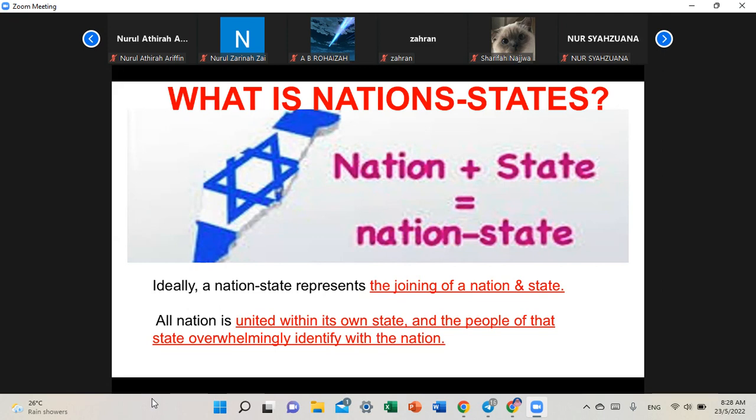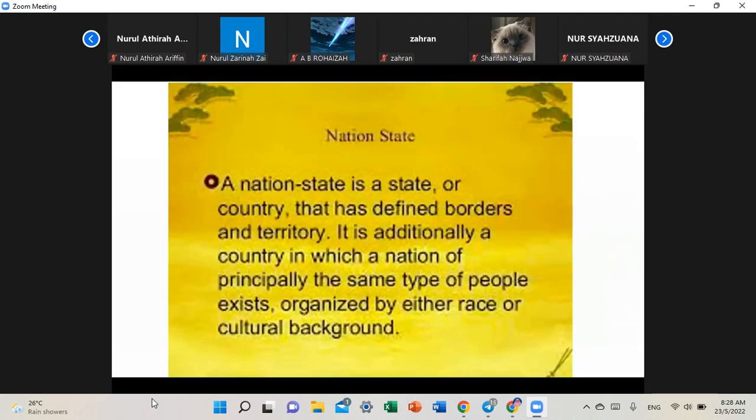Whereas for state, it refers to the concept of a polity where we have different areas governed by different political entities. So that's state. A nation state is the state or country that has defined border and territory. It is additionally a country in which a nation of principally the same type of people exists, organized by either race or cultural background.